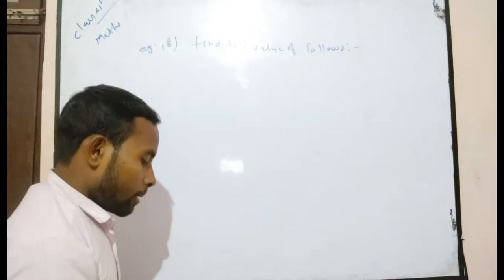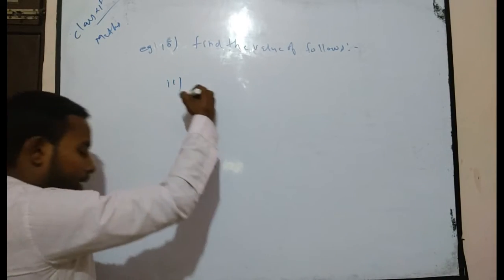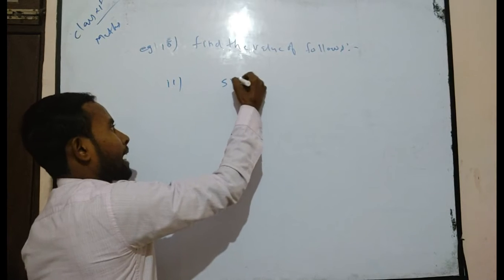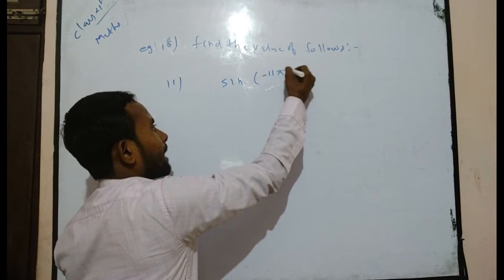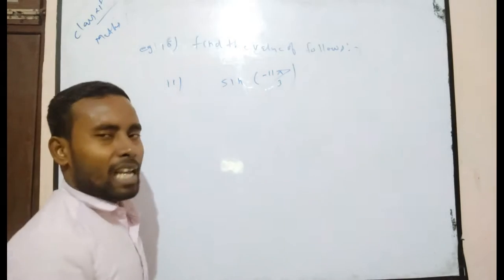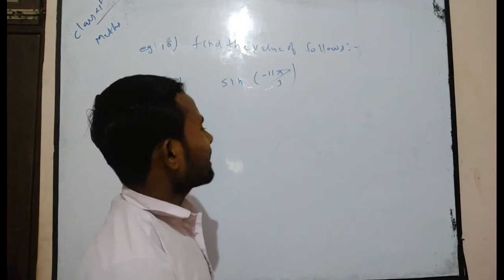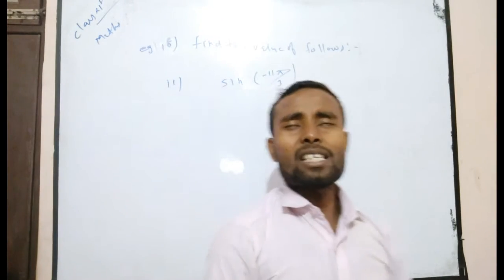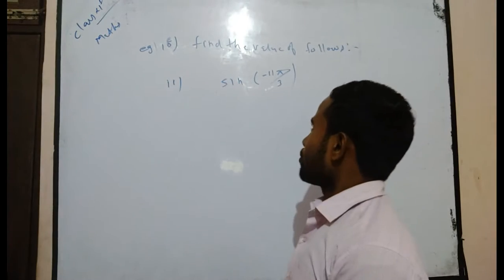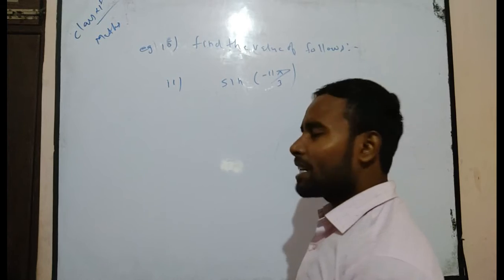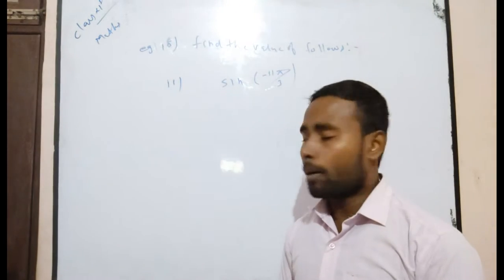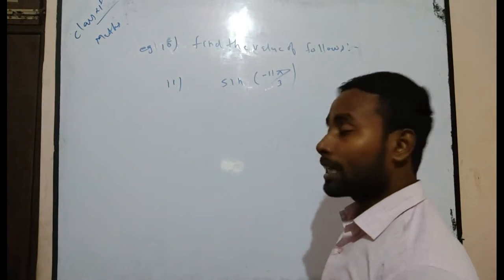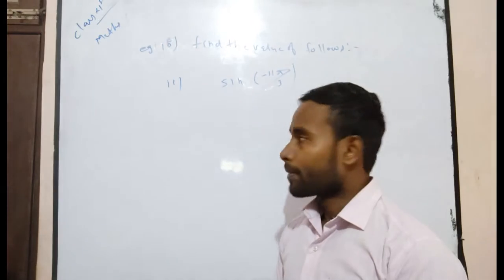The next question, question second: you have to find the value of sin(-11π/3). As you know that this is a negative angle. Now there arises a simple question: how can you find the value of a negative trigonometric angle?